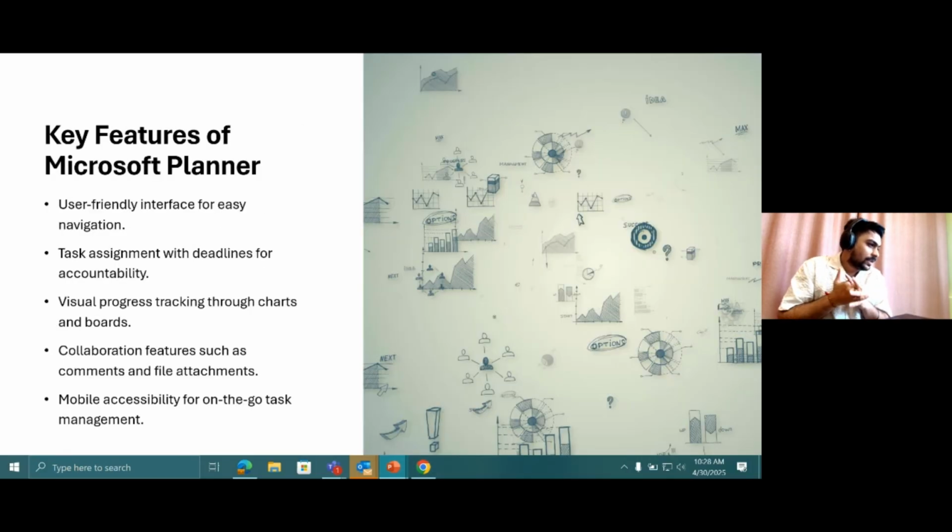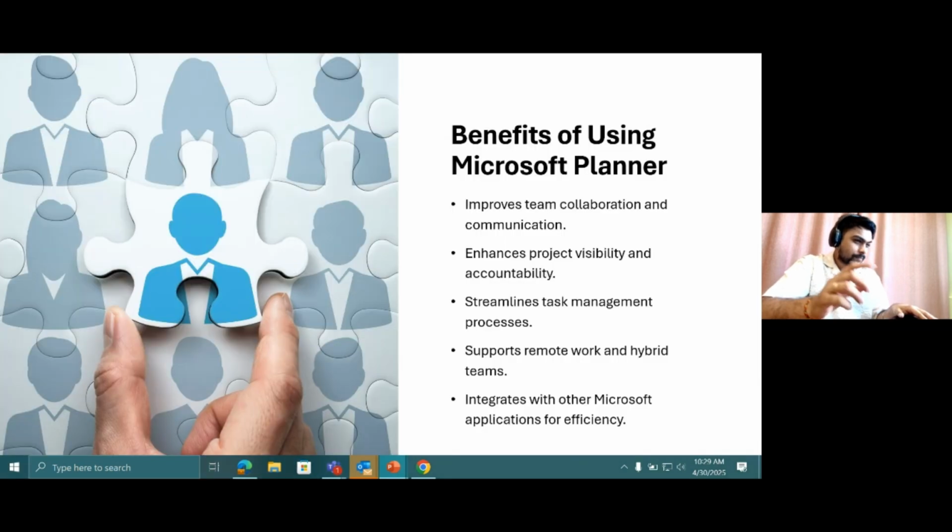So what are the key features? It's a user-friendly interface. Task assignment with deadlines. Collaboration, such as comments and file attachments. Yes, you can comment and attach files. Mobile accessibility: Planner can be accessed from your mobile, and even Loop you can install on your mobile. They have an application on mobile where you can install Loop and change and update from there. So, benefits of using Microsoft Planner.